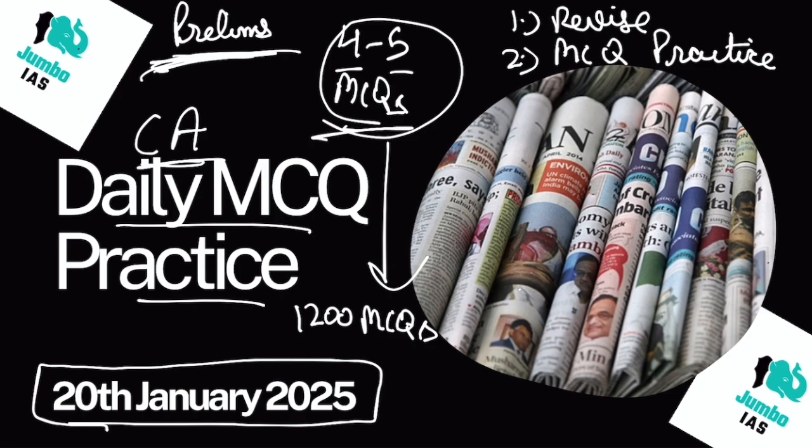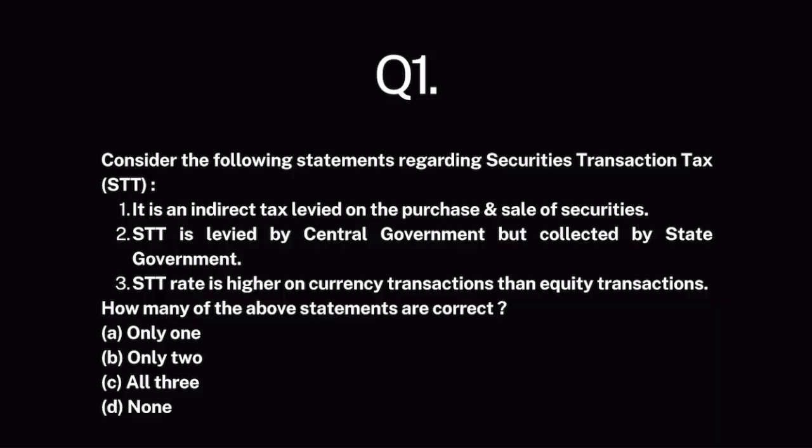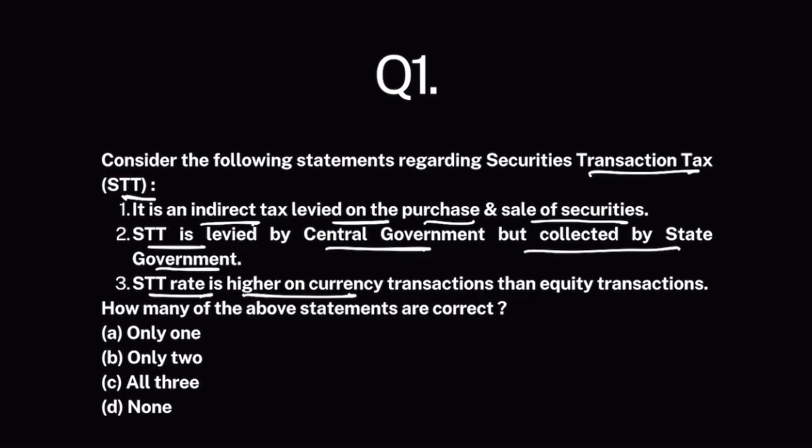Alright, let's begin today's discussion, starting with question number 1. Consider the following statements regarding securities transaction tax. It is an indirect tax levied on purchase and sale of securities. STT is levied by central government but collected by state government. STT rate is higher on currency transactions than equity transactions.